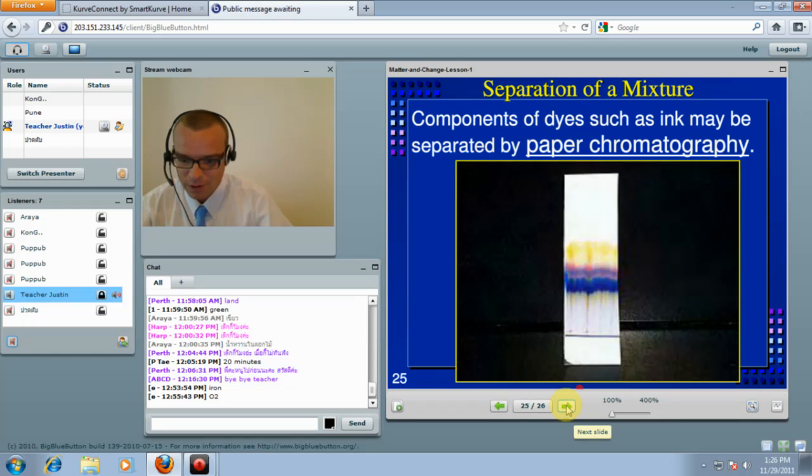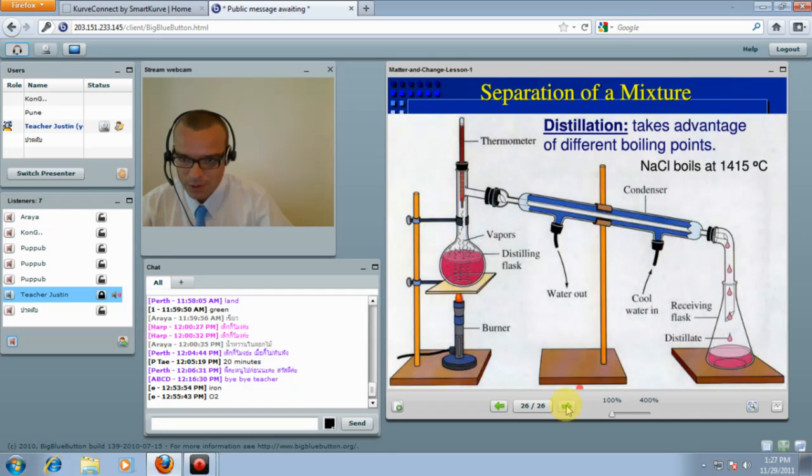Now, I think separation of a mixture. Distillation takes advantage of different boiling points. It's a nice looking apparatus. Distillation, we use it for a lot of things. People use it to make alcohol, fuels, distilled water. You'll see here, this is the start. You got the Bunsen burner at the bottom here and the flask above it.